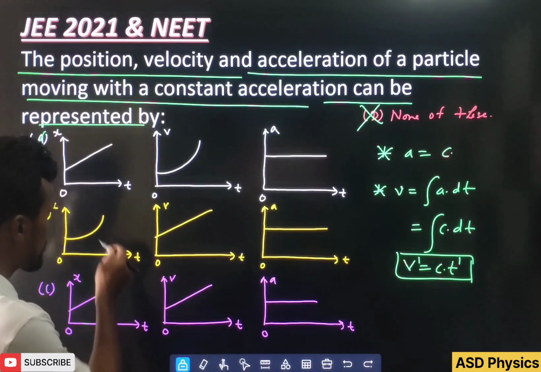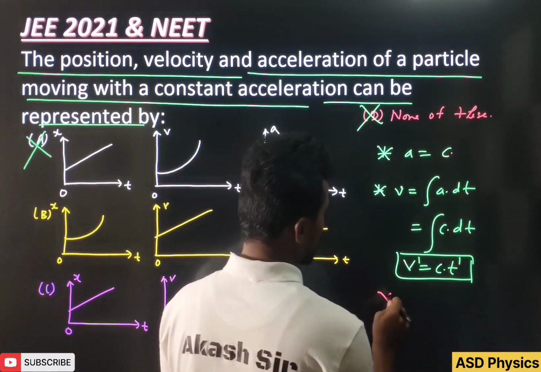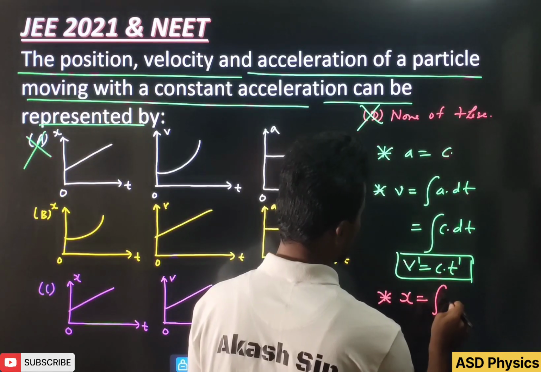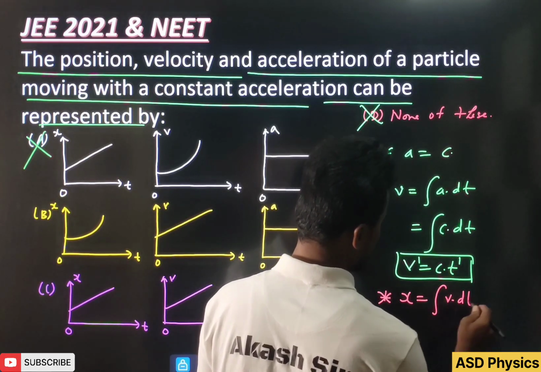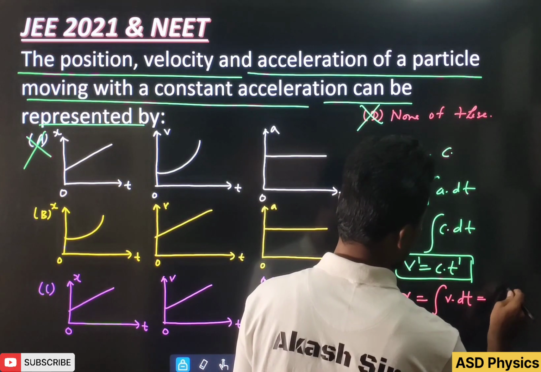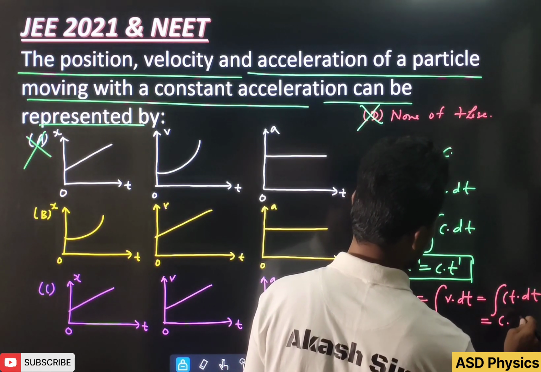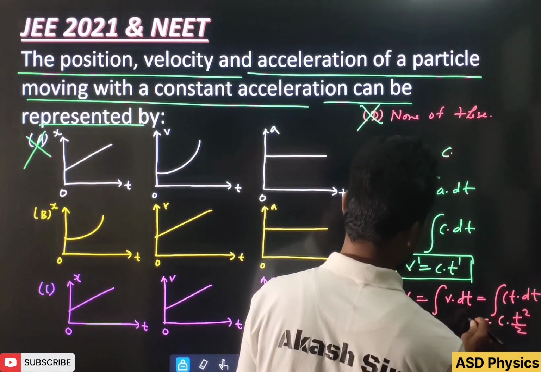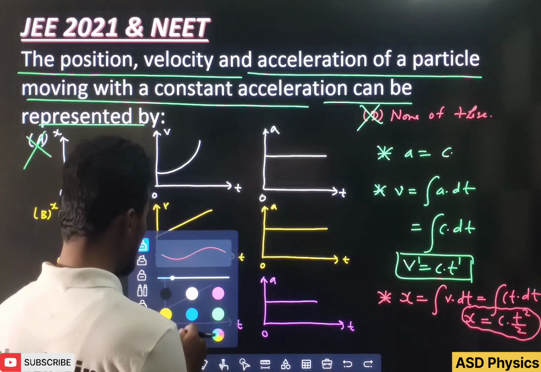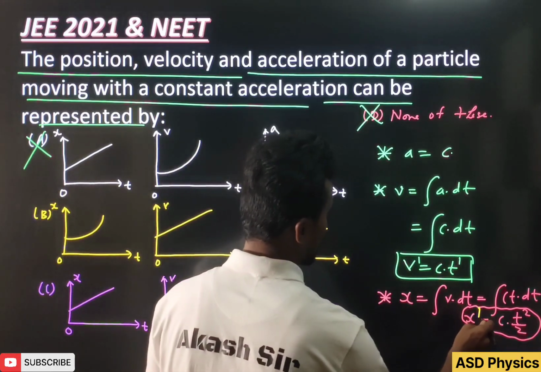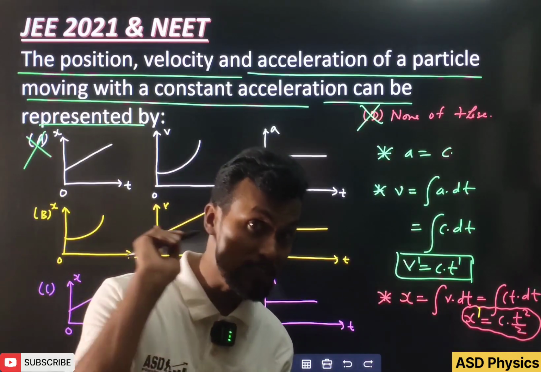Now if we talk about the position time graph here, this kind of possibility is there. So see here, very basic we are doing. Position is given by integration of V into dt. So just put here the value of V, so it will come, see, ct into dt. C is constant, integration of t dt means t square by 2. So position is coming here, x equal to ct square by 2. So you can see very well, x power 1, t power 2. Which graph? Parabola graph, open towards the x-axis.